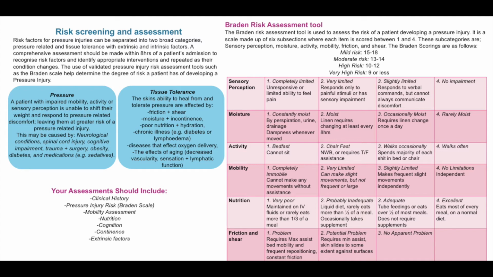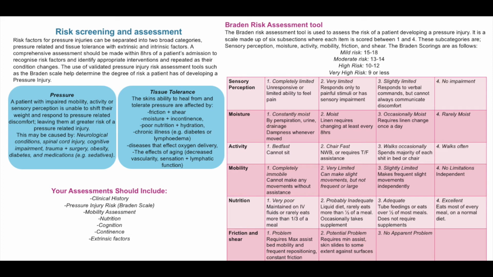So in mobility, the patient will score 1 if they're completely immobile, so they cannot make any movements without assistance. 2, they're very limited, so they can make slight movements, but they're not very frequent and they're not very large, so just only slight ones. They'll score 3 if they're slightly limited, so they can make frequent slight movements independently. And they'll score 4 if they have absolutely no limitations, so they're independent.